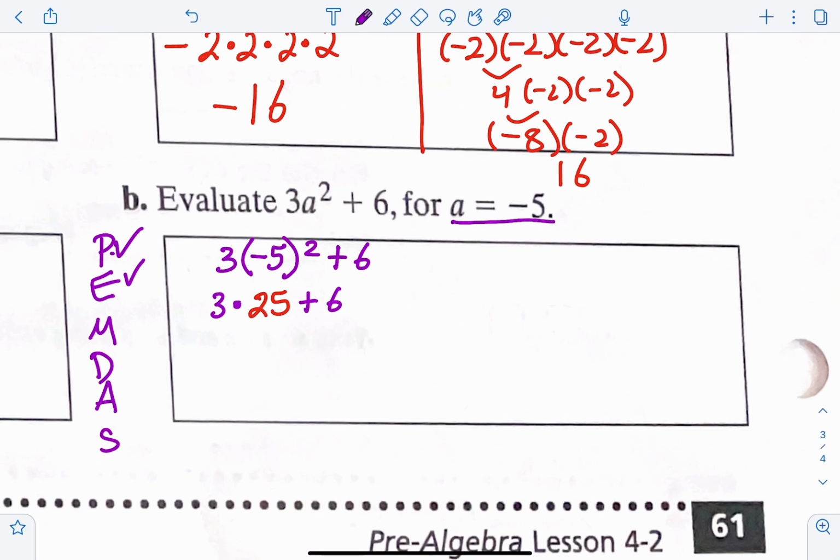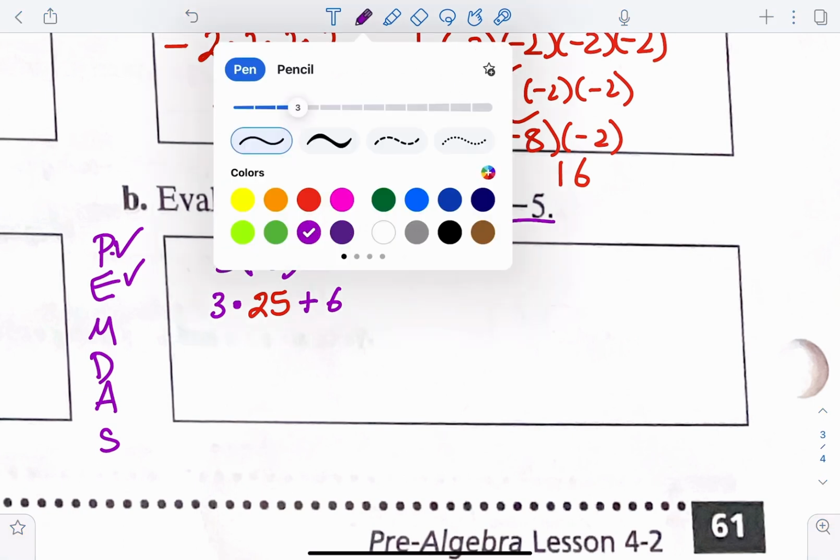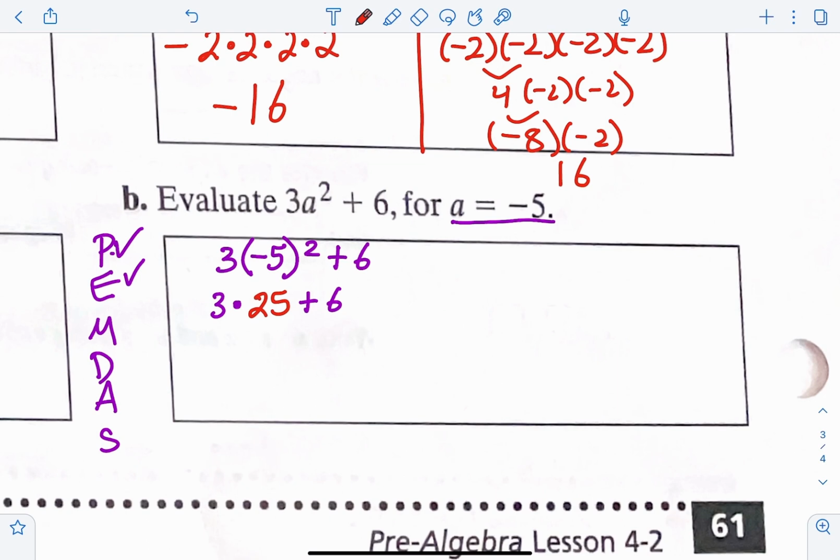Now we've got multiplication. 3 times 25 is going to give us 75. Okay, and then we still have plus 6. And then we don't have any division. Our last step is going to be addition. 75 plus 6 is going to give us 81.